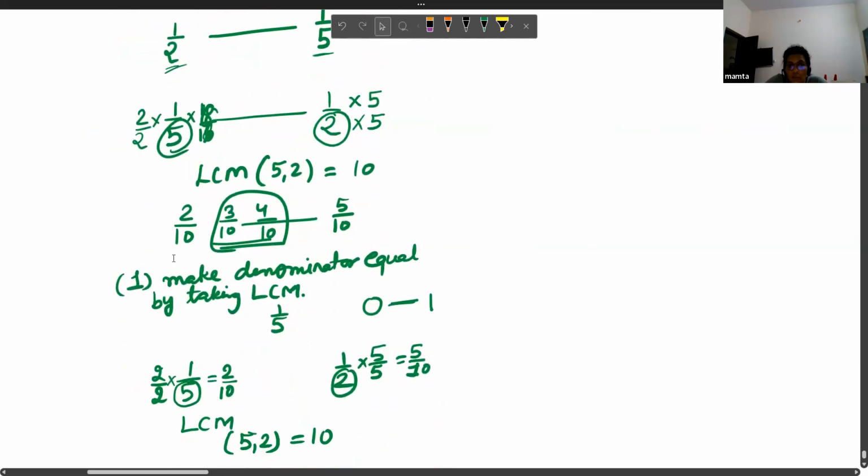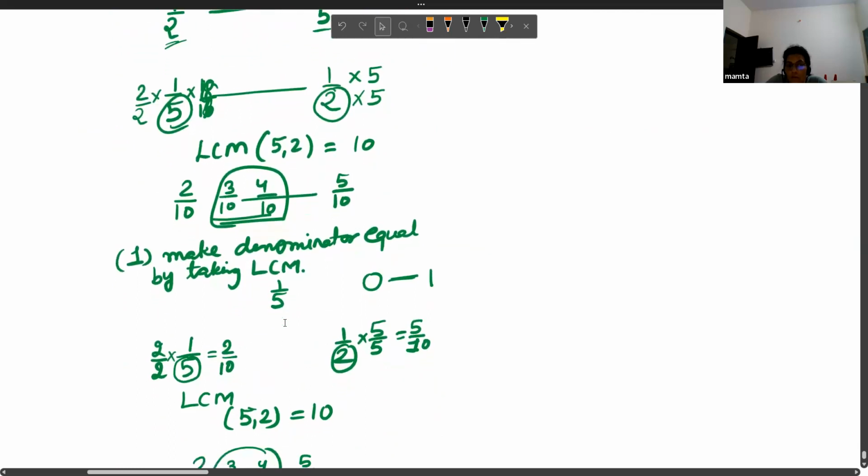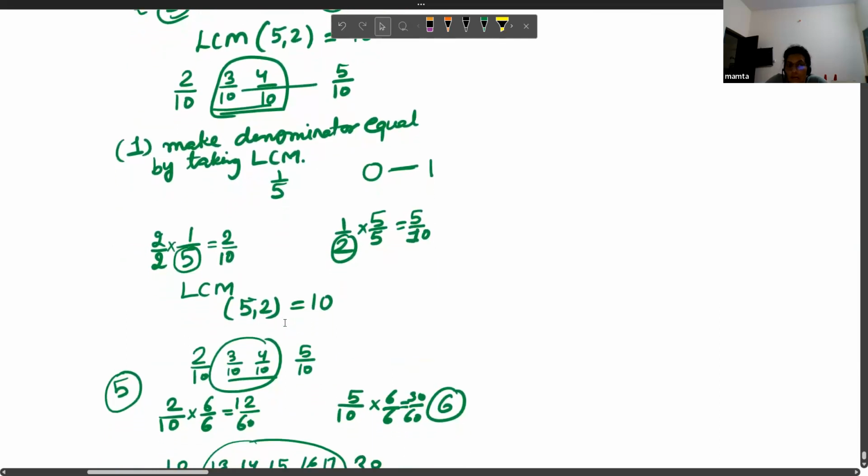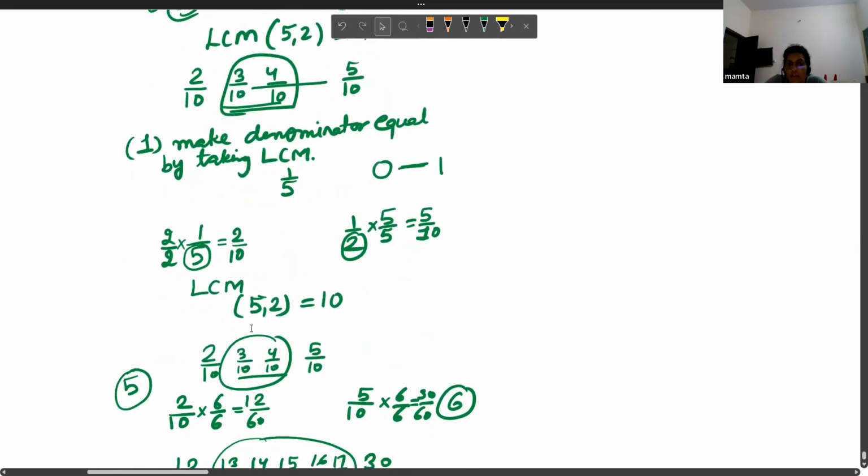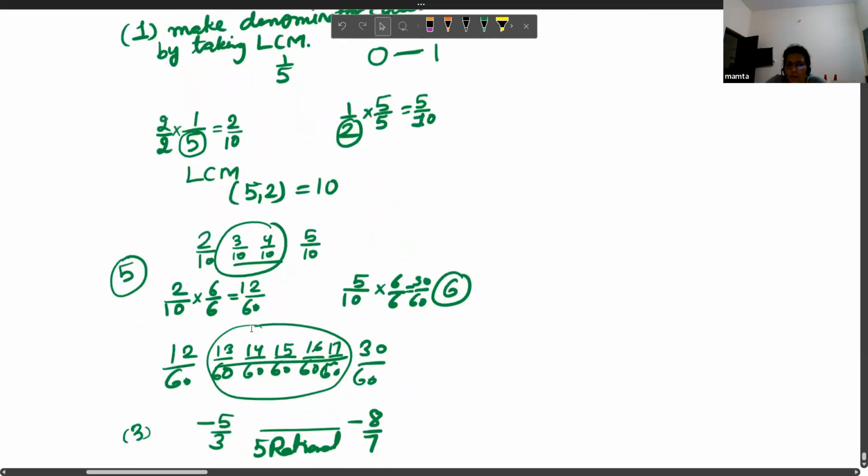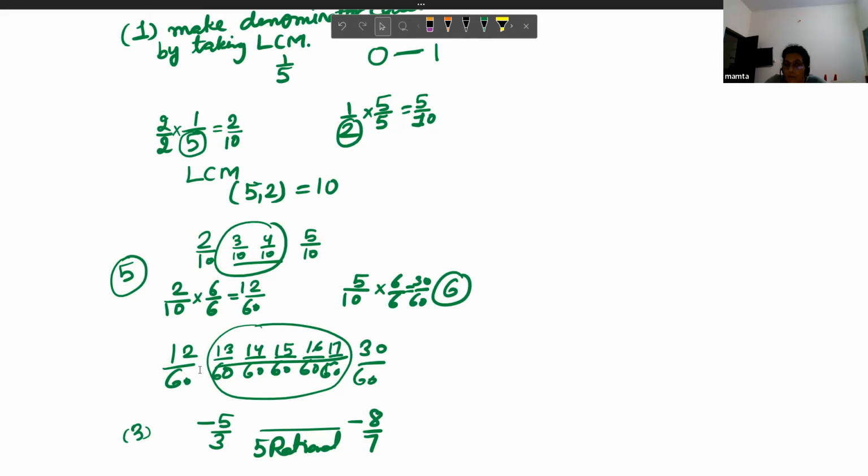So what is the method? Make the denominators equal by taking the LCM. And children, if I say find 5 numbers or 6 numbers, it is not necessary to multiply with 6. You can multiply or divide with any number if you have to find more numbers between the two given numbers. Okay.